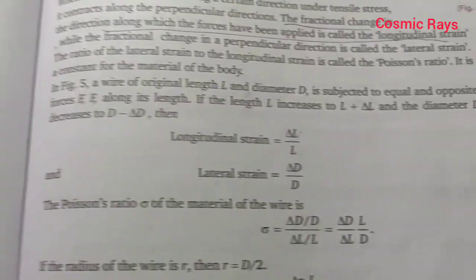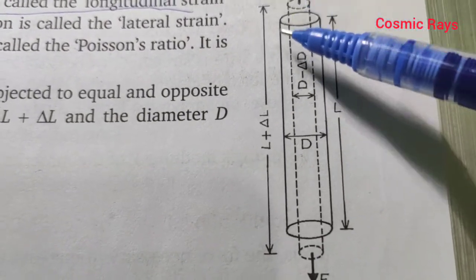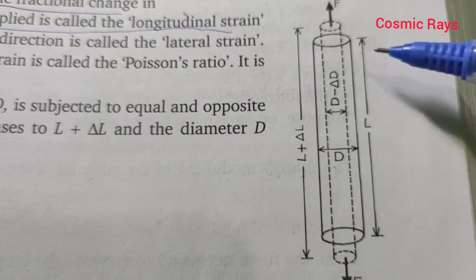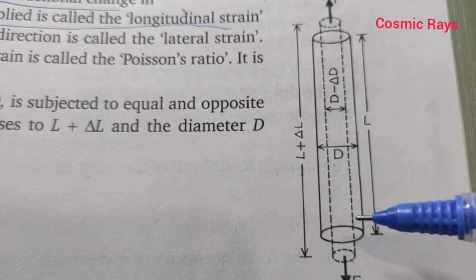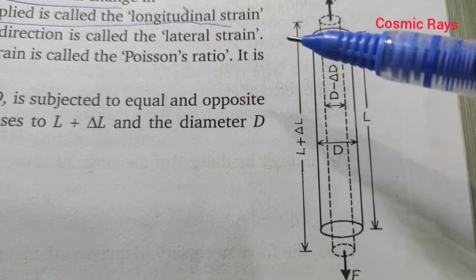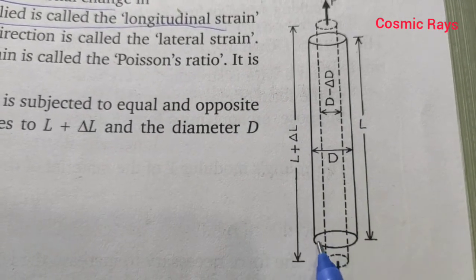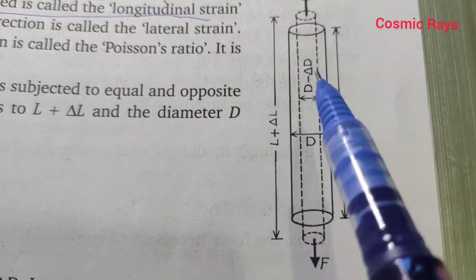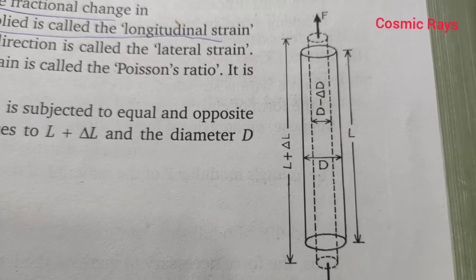Now we will see the Poisson's ratio. Now if we have a body, just look at this figure up to this part. This figure, or this body, is of the length L. Now when we apply a force on the ends of this body, this gets elongated. There is an increase in length, and that increased length is given as L plus delta L. But the diameter of this body shrinks. Initially the diameter was capital D, and after the application of force, the diameter has become D minus delta D. This is the effect of the force that we have applied.